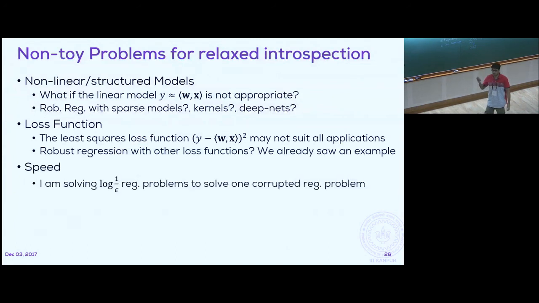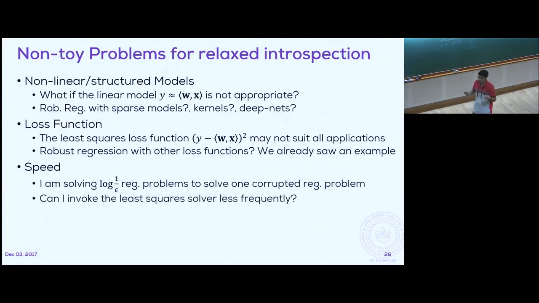Speed. The algorithm that I gave you requires you to solve multiple least squares problems. And that seems like a bit of a bother to do, because why should I solve several least squares problems? My original problem is just one least squares problem, right? So can I invoke this least squares oracle more conservatively? And the answer is yes. I'll give you the answer in the next slide.